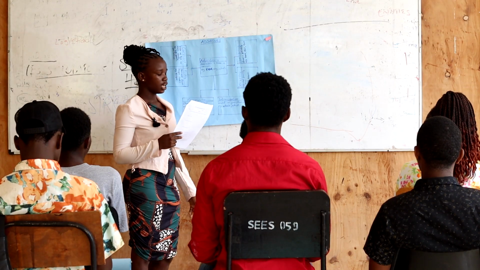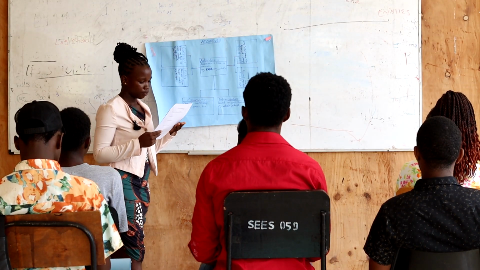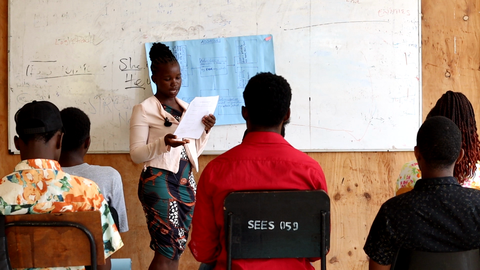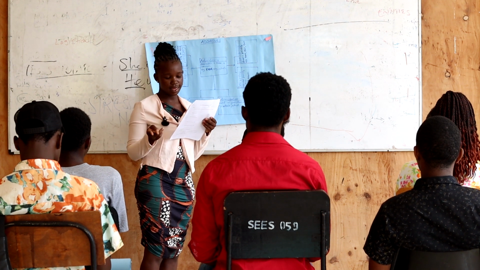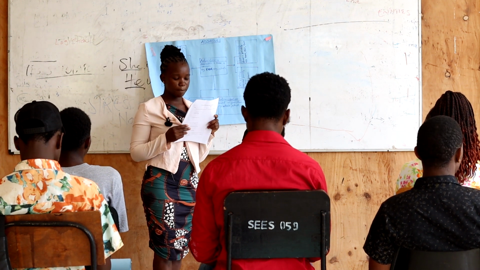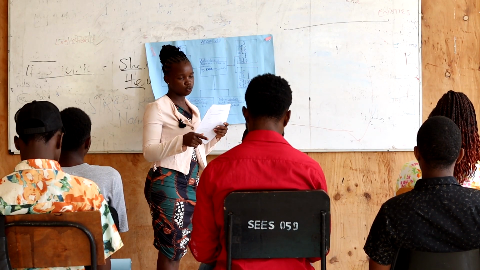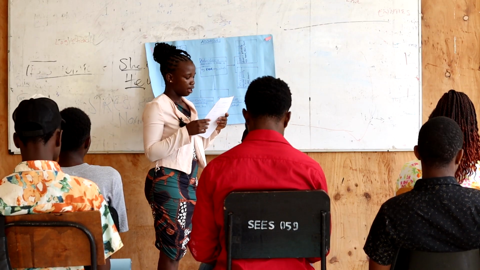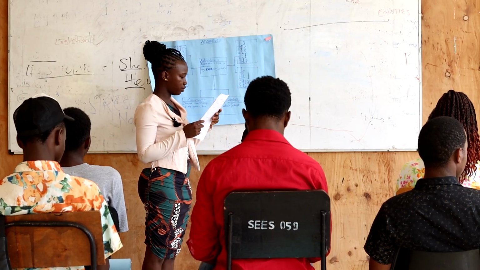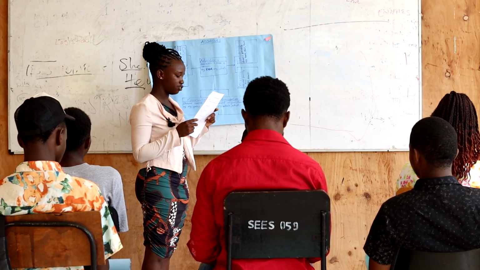Then demonstrative adjective. It demonstrates, pointing out specific nouns, e.g., this, that, those. Example, this book is interesting. So it shows which book is interesting.